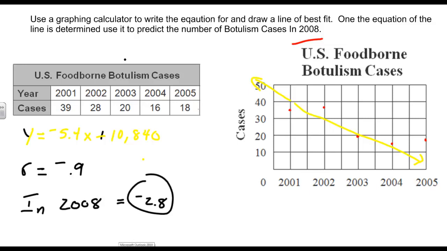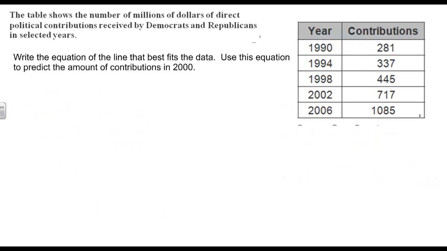You're probably going to have to go watch this again because it is kind of confusing. So here's another set of data, and it talks about contributions made to Republicans and Democrats over the given years, and we want to write an equation of a line that best fits the data, and we're going to predict the number of contributions in the year 2000. So we're going to go through the same thing we did in the last problem, a little bit quicker this time, but it'll give you some more practice on the calculator.